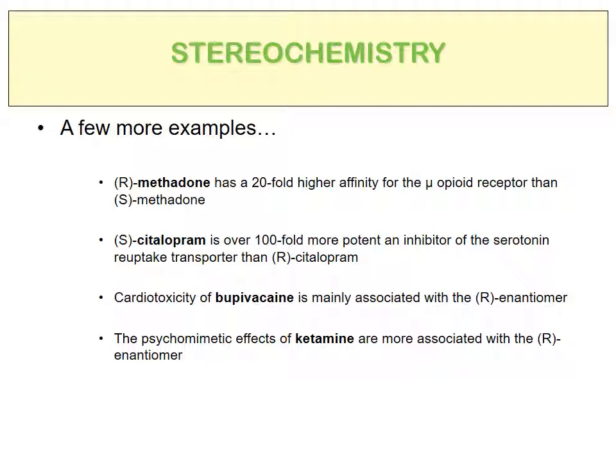So anyways, rectus methadone has a 20-fold higher affinity for the mu-opioid receptor than sinister methadone. So here's an example where normally it's the sinister or levo that is the better one, the good cousin. Sinister citalopram is over 100-fold more potent as an inhibitor of the serotonin reuptake transporter than the rectus. Cardiotoxicity of bupivacaine is mainly associated with the rectus or dextro enantiomer, which is why they make levobupivacaine. The psychomimetic effects of ketamine are more associated with the rectus enantiomer.